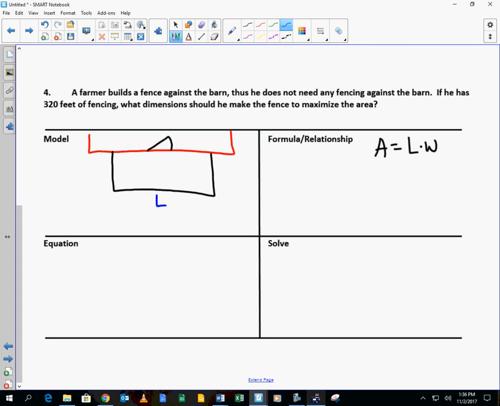Okay, length and width. So I've got two variables, so I'm going to need two equations. I need a secondary equation. What do you got? 2w plus l is 320.